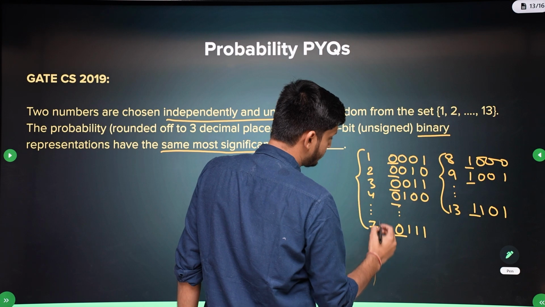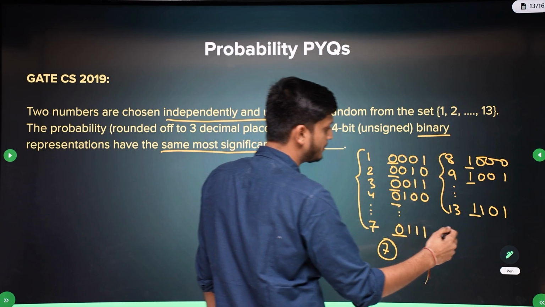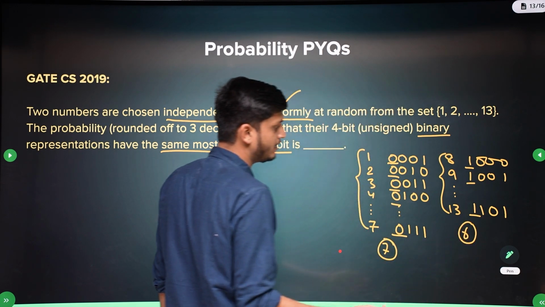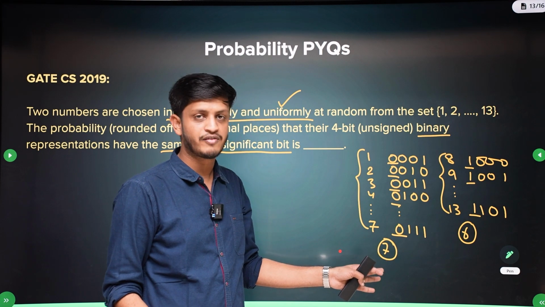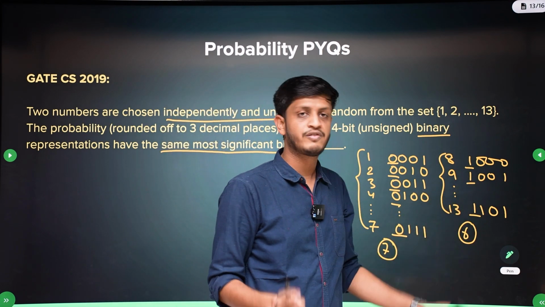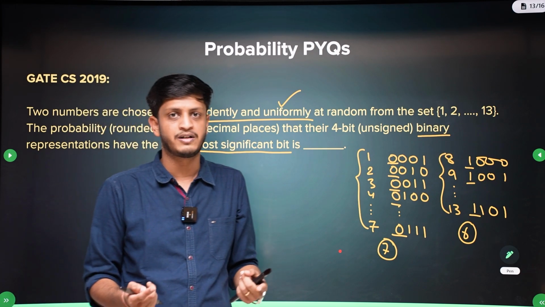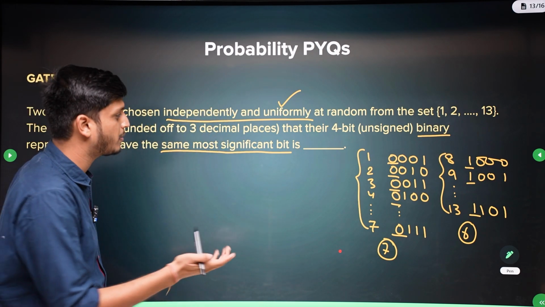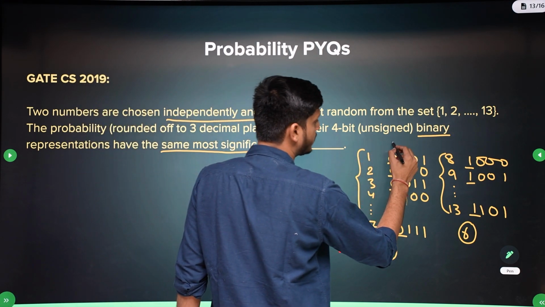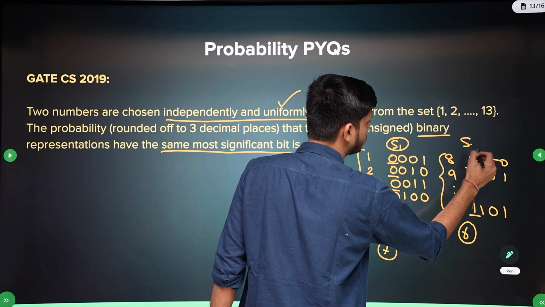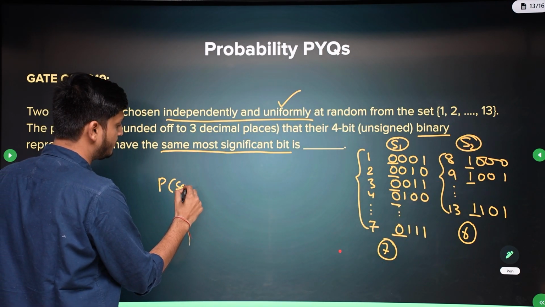From 1 to 7, how many numbers are there? 7. And from 8 to 13, how many numbers? 6: 8, 9, 10, 11, 12, 13. So there are 7 numbers which have 0 as the most significant bit, and 6 numbers which have 1. What is the probability that both numbers have the same most significant bit? It is somewhat related to total probability. Let's say this is set S1 and this is set S2. So the probability of getting the same MSB is what?